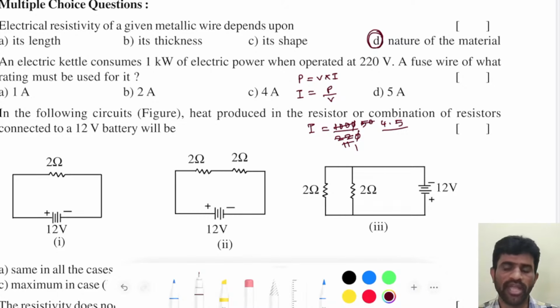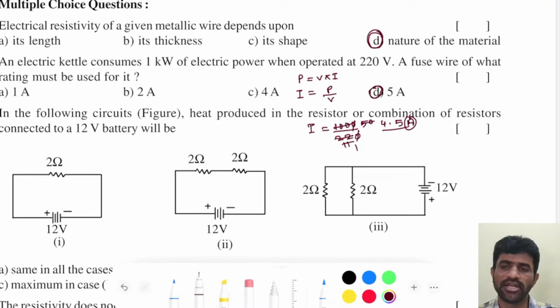So when it is 4.5 amperes, your fuse must be a little more than this, more than the given 4.5. So your answer should be 5 amperes. The fuse should be rated at 5 amperes so that it will work.